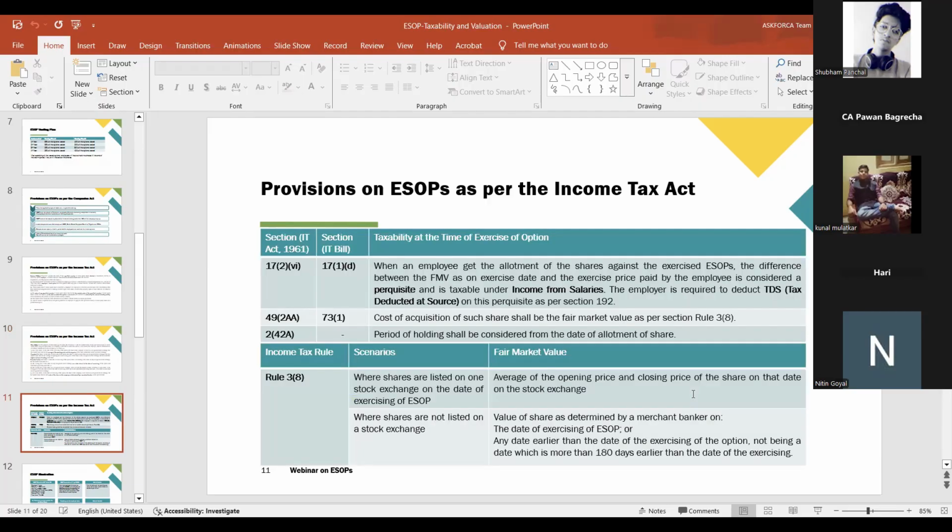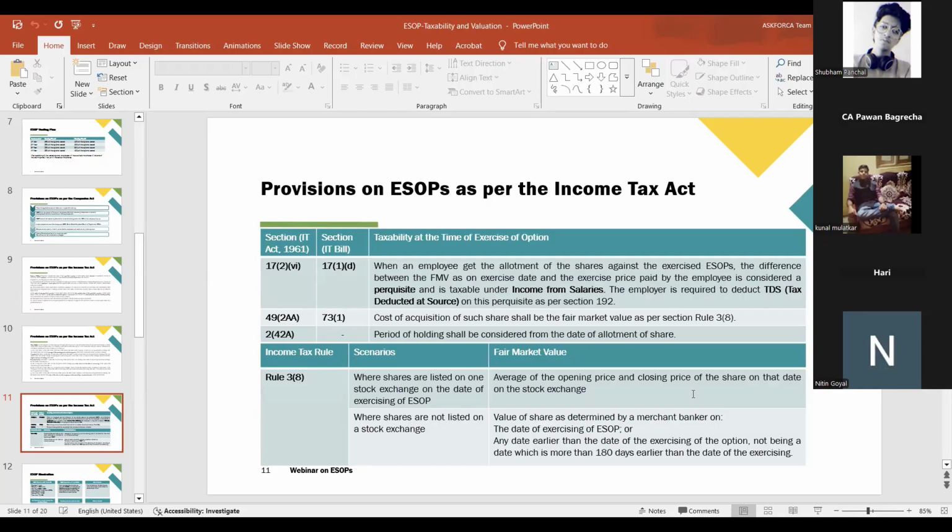This is the summary: as per the Income Tax Act 1961, it is Section 17(2)(vi), which we have discussed, and as per the Income Tax Bill, the section is the same, but the subsection clauses differ. As we have mentioned, the employee has to pay tax on the difference of the fair market value minus the exercise price he has paid, but it will be taxable on the date of allotment.